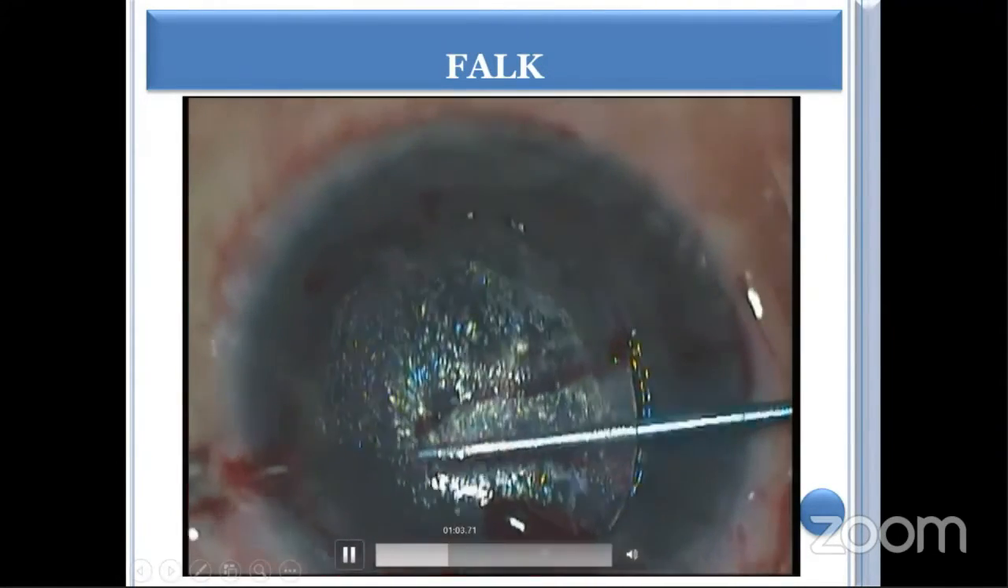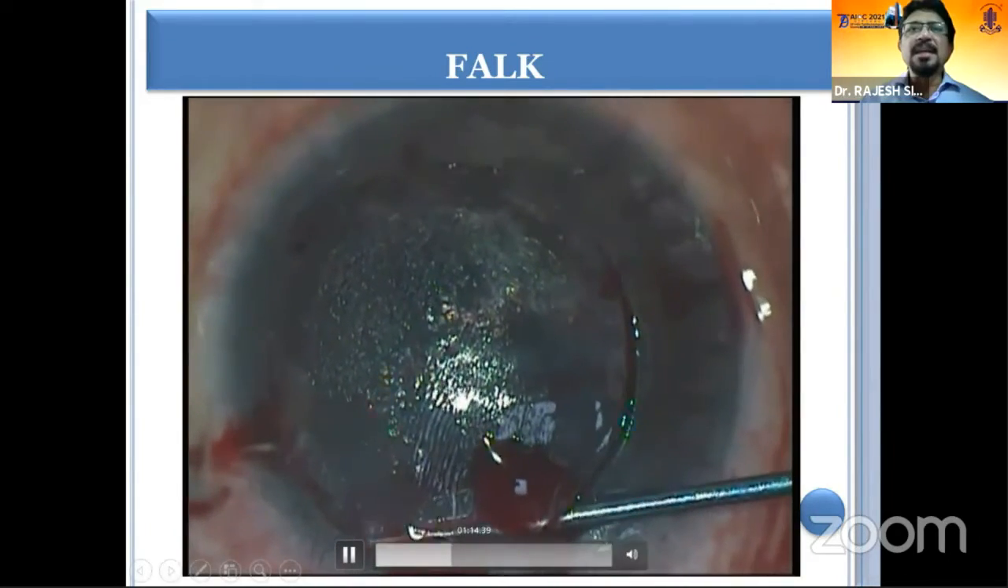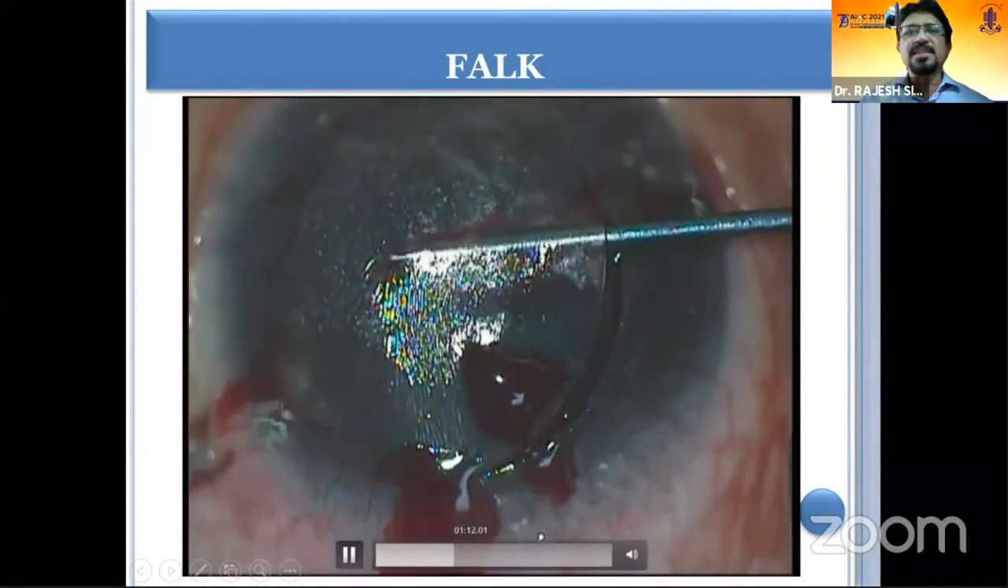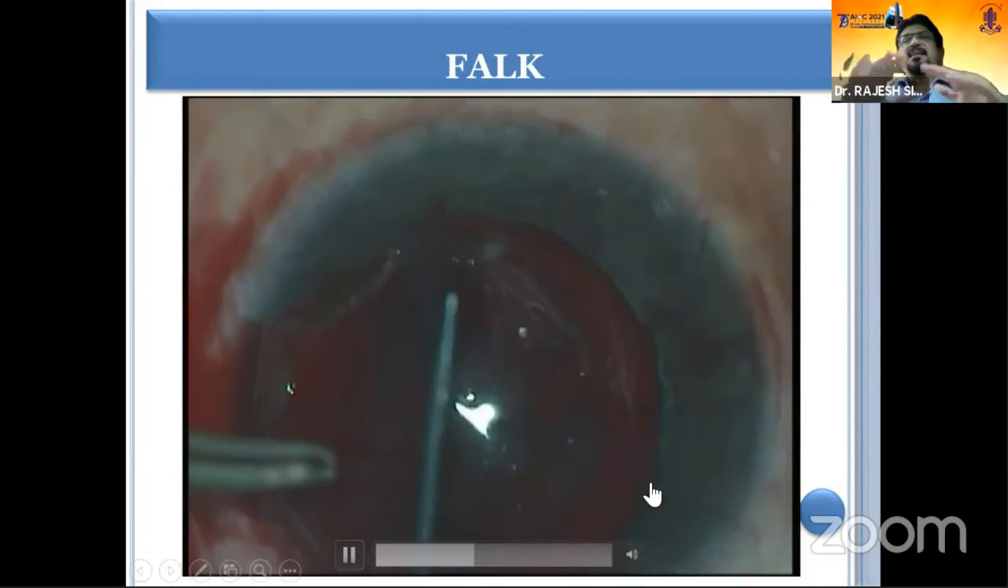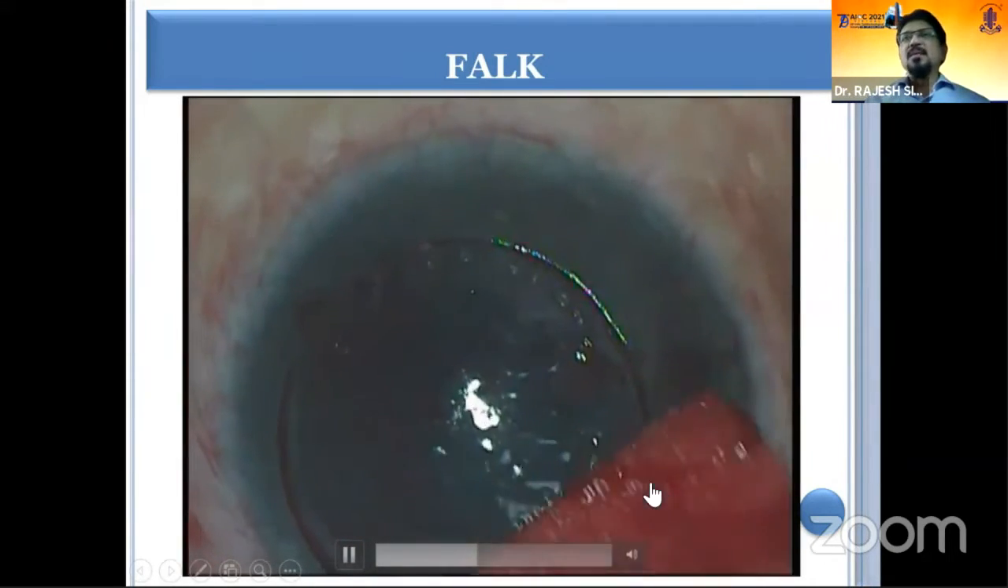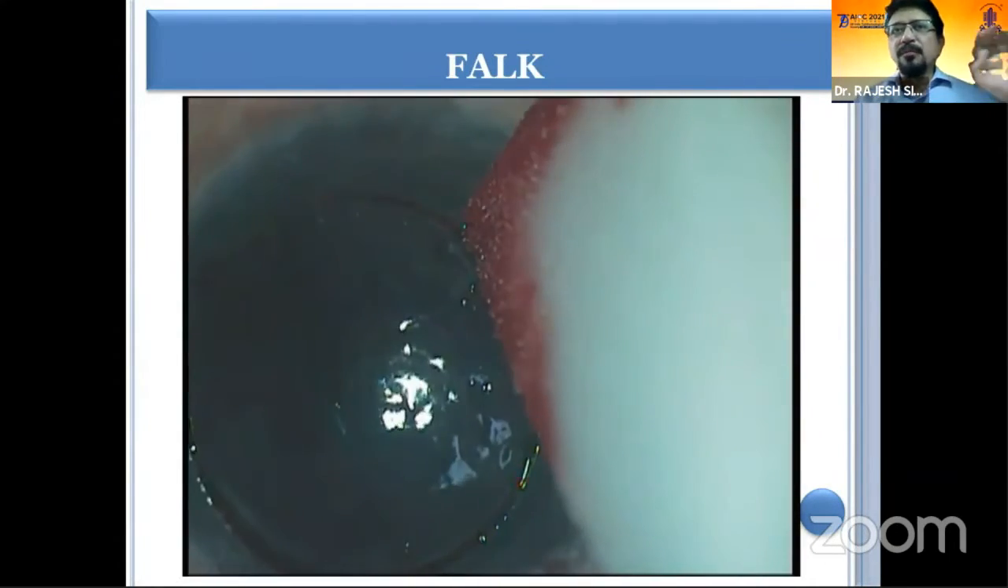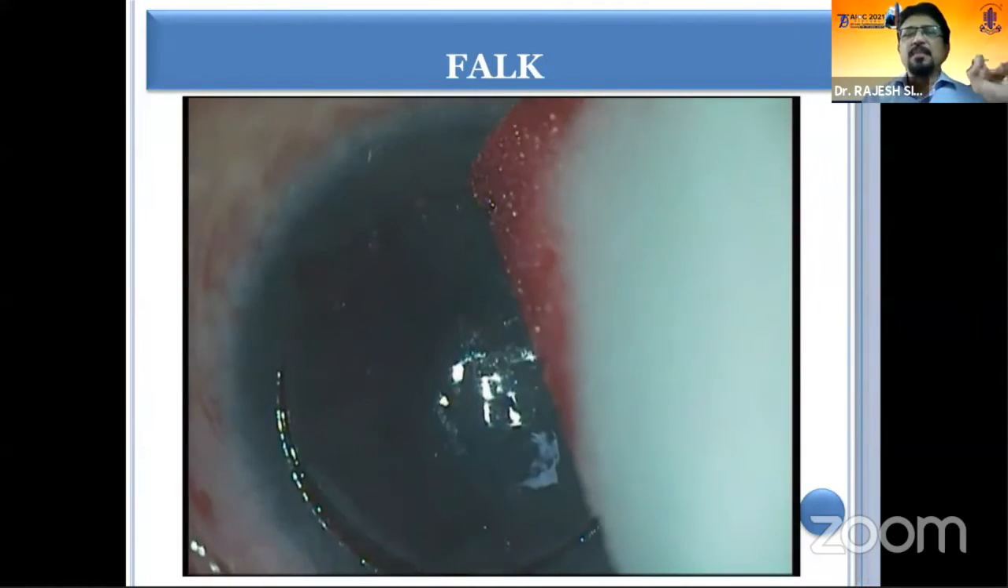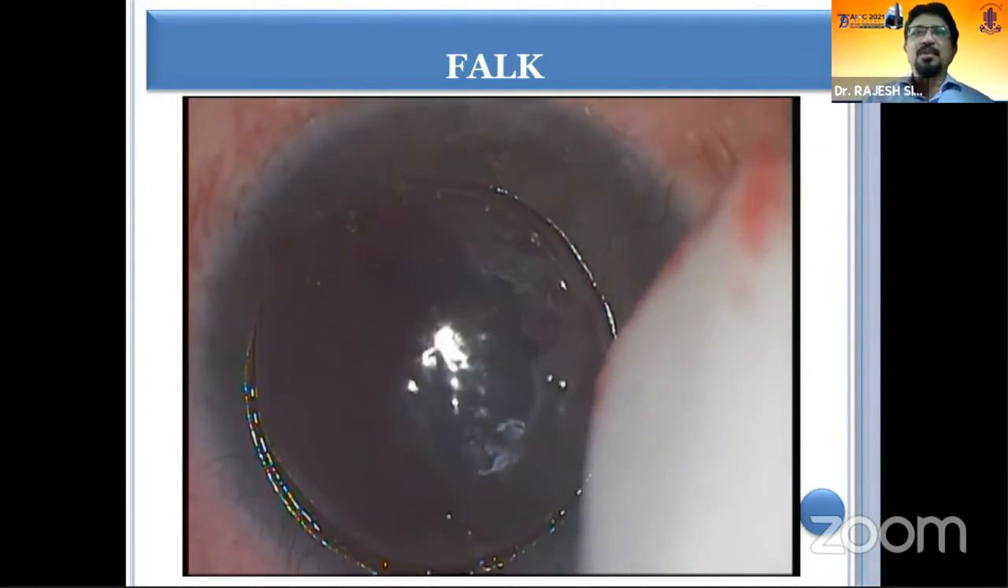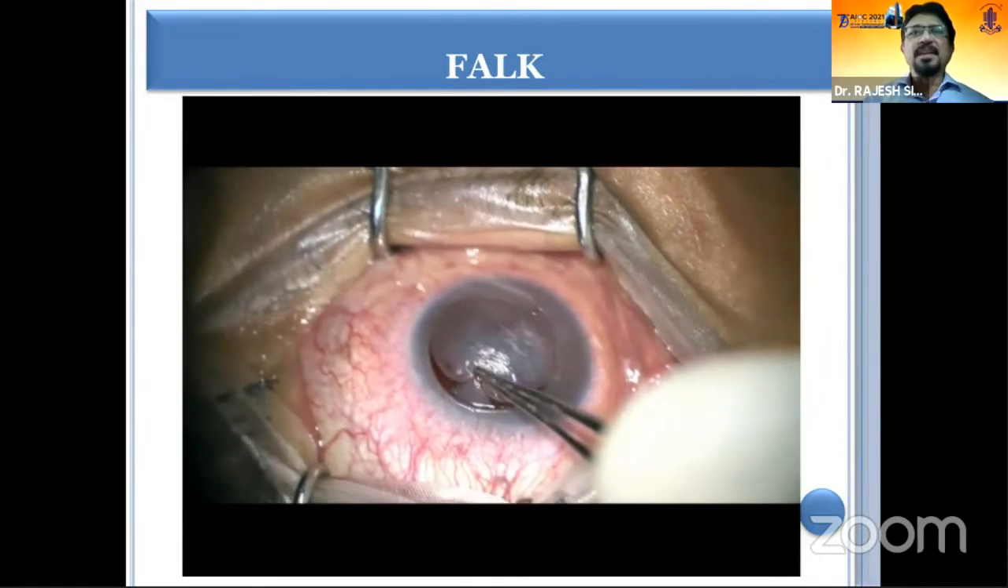So this is a case of healed keratitis where there was vascularization as well. You can see that sometimes the femtosecond laser doesn't penetrate fully in every area wherein there is an opacity. So sometimes you have to do a bit more effort in dissecting.